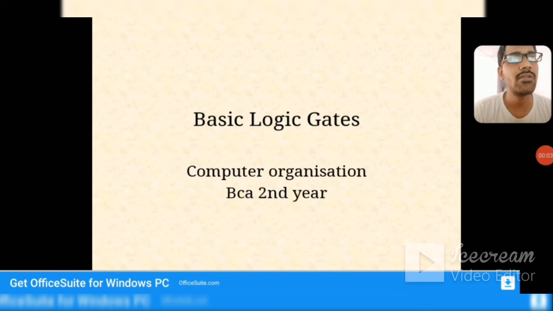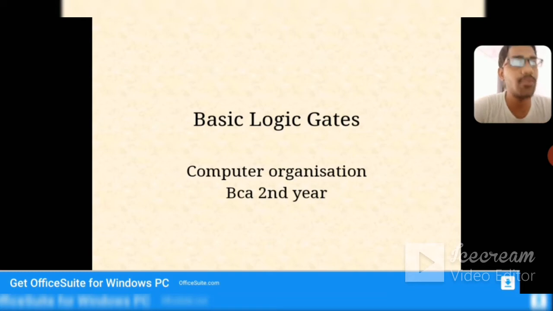Welcome back, students. In our new class, we will learn about basic logic gates. As we have already discussed about logic gates, there are different kinds of logic gates. One is a basic logic gate, other is a universal kind of gates. So today we will only discuss about basic logic gates.